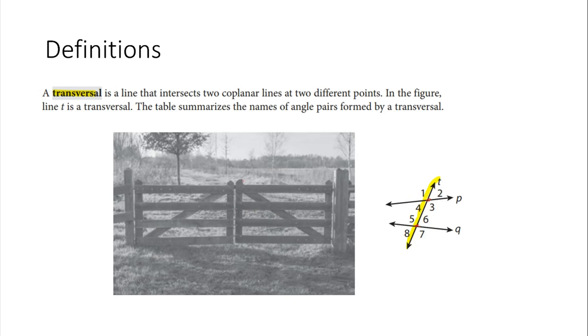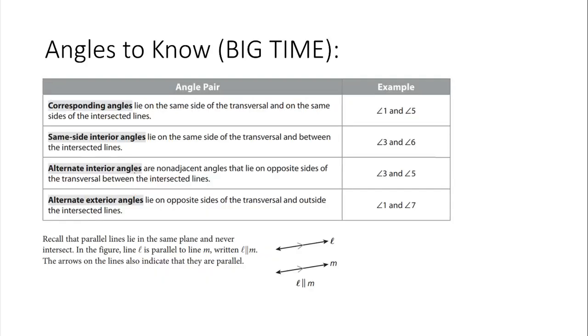One reason we use transversals in the real world: if you notice the barn fencing or the gate, the transversal comes through here, adding extra support to these boards or planks, basically strips of wood or fencing. So we use transversals for support and integrity all the time, especially in engineering. All right, so angles to know, big time. You have to know these angles, otherwise it's going to be tough.